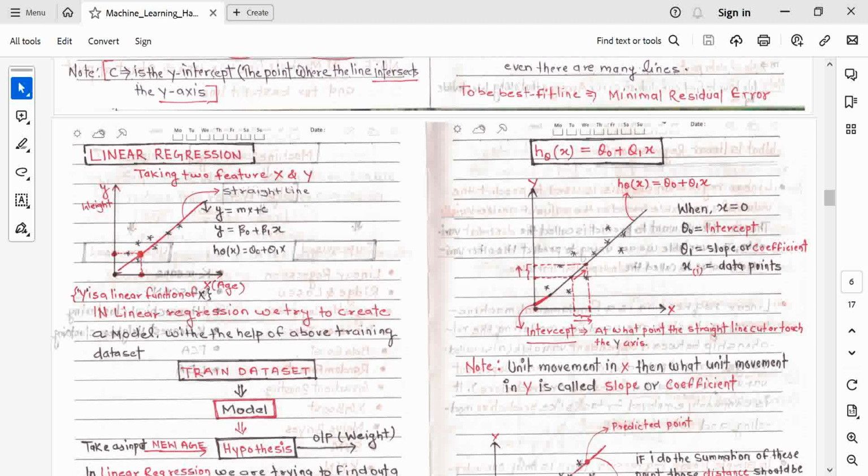When x equal to 0 and theta 0 equal to intercept, it means the straight line passes through the origin, and theta 1 equal to slope are coefficients, and x upon x i equal to data points or actual points.